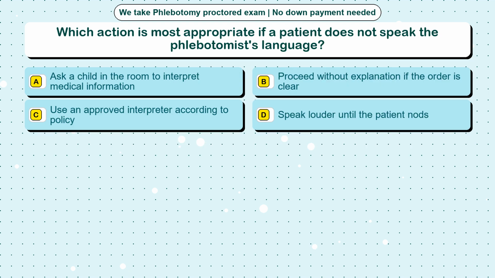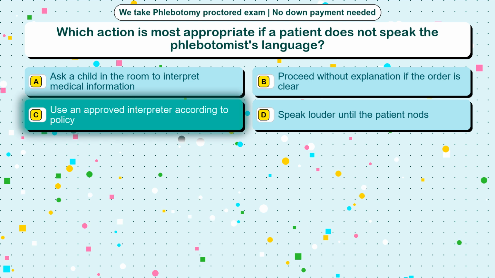Question 33. Which action is most appropriate if a patient does not speak the phlebotomist's language? Option A. Ask a child in the room to interpret medical information. Option B. Proceed without explanation if the order is clear. Option C. Use an approved interpreter according to policy. Option D. Speak louder until the patient nods. The correct answer is option C. Use an approved interpreter according to policy.